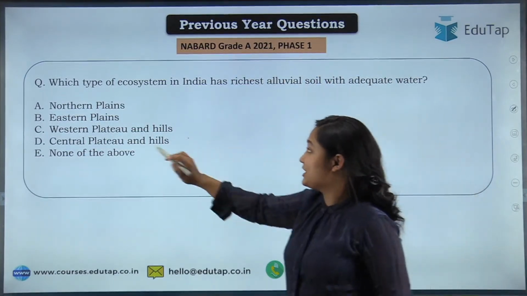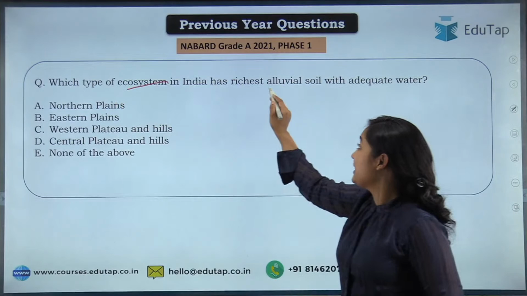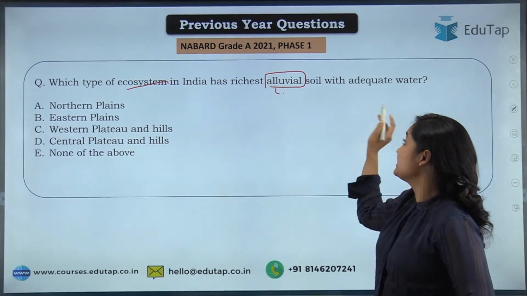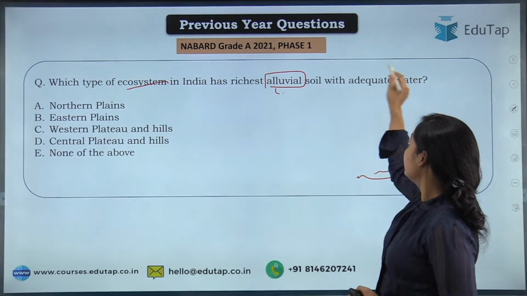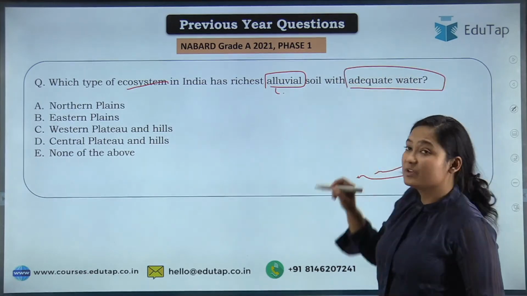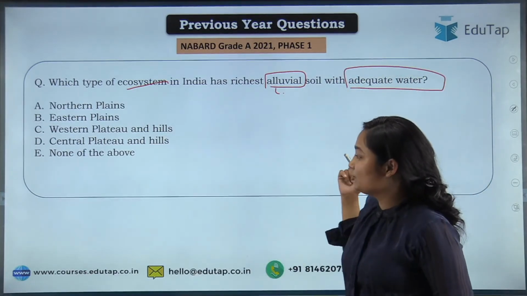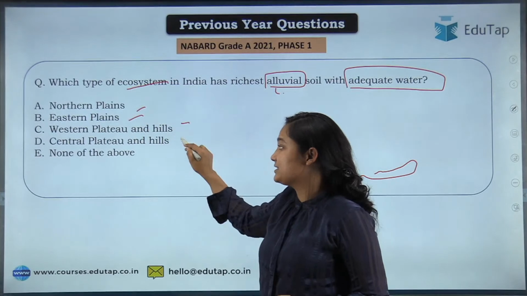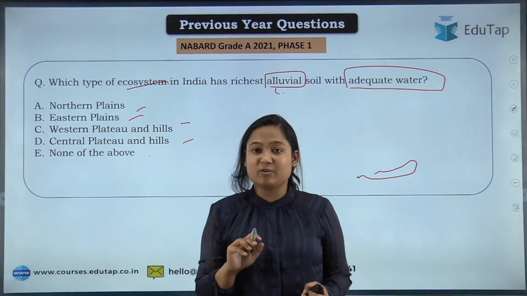So now that is your chance to answer it. Which zone is richest in alluvial soil and has water adequately present? So you have to tell which zone it will be. Your options are northern, eastern, western, central plateau, or none of the above.